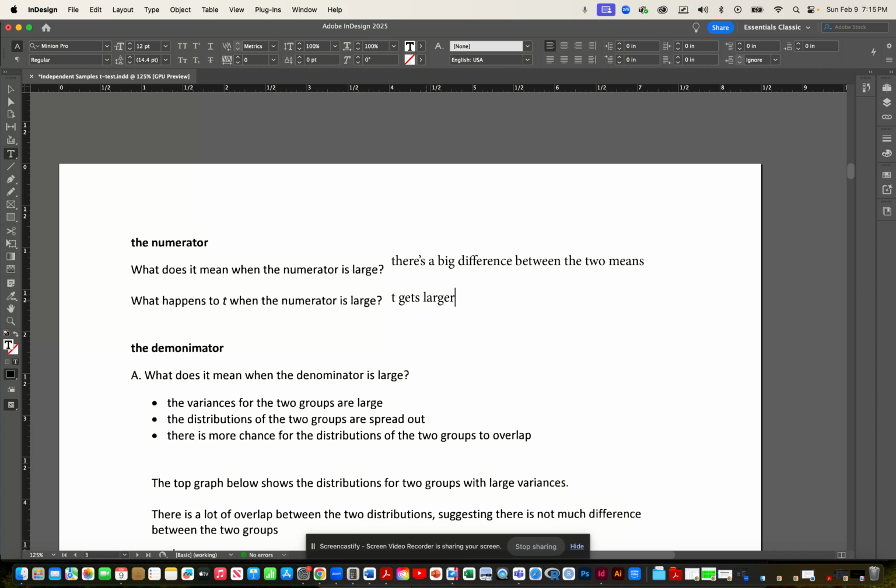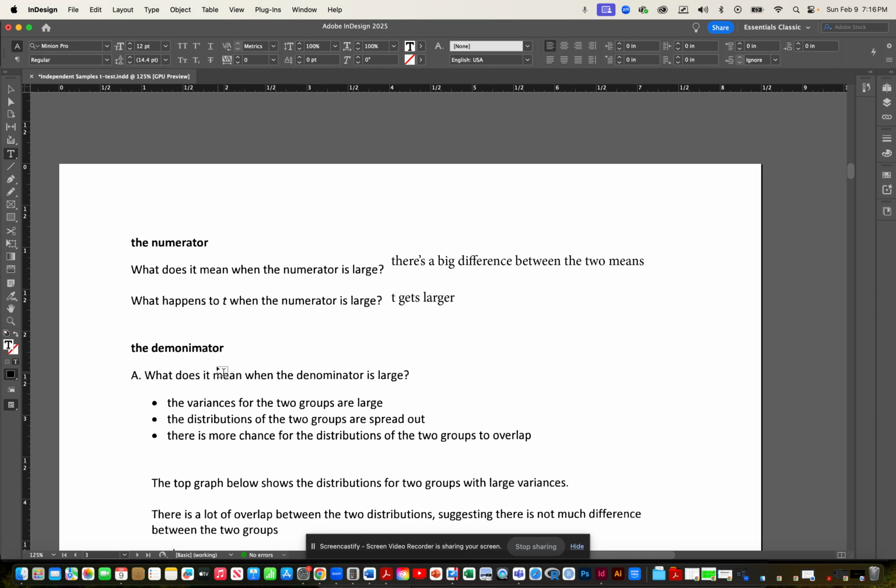Okay, now let's look at the denominator. What does it mean when the denominator is large? Well, that means the variances for the two groups are large. The distributions of the two groups are spread out, and there is more chance for the distributions of the two groups to overlap. Now, okay, great. What does that mean?